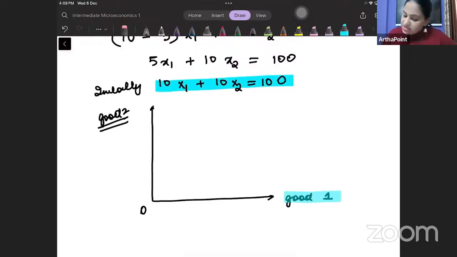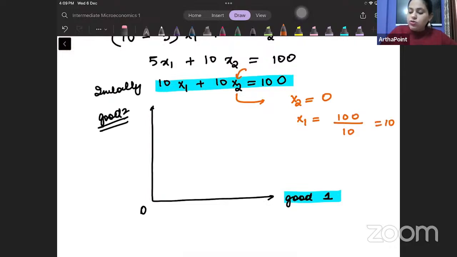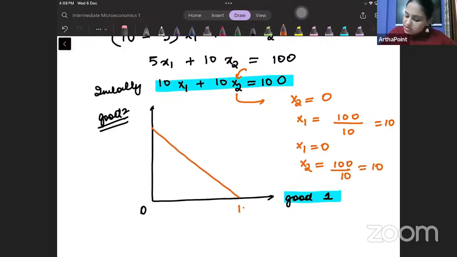For the x-axis, put x2 as 0. When you put x2 as 0, x1 will be 100 by 10, which is 10. Put 0 here. You will get x1 as 100 by 10, which is 10. Beta, when I put x1 as 0, x2 will be 100 by 10, which is 10. So the initial budget line is this: 10 here and 10 here.